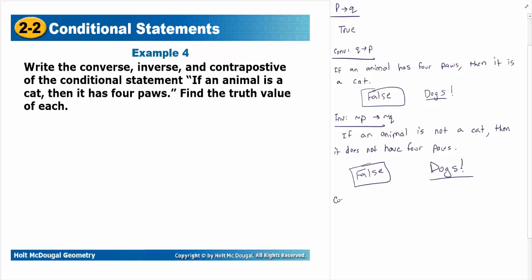So this is another false statement. Finally, we have our contrapositive. Remember, the contrapositive is if not Q, then not P. So here we go. If an animal, again, I'm looking at if Q then P up above. I'm just going to state this, and I'm just going to put not in its place. If an animal does not have 4 paws, then it is not a cat.